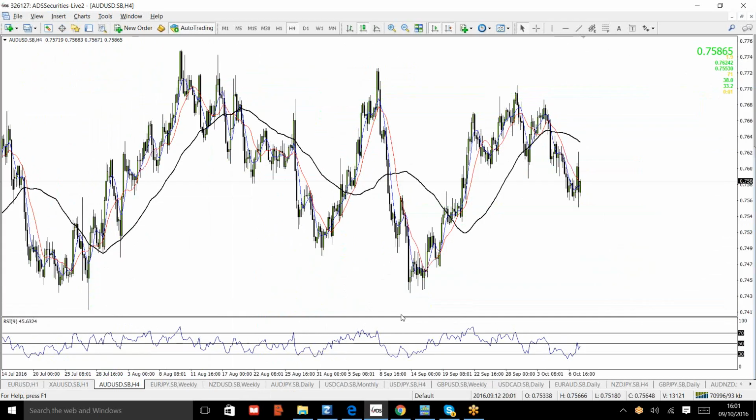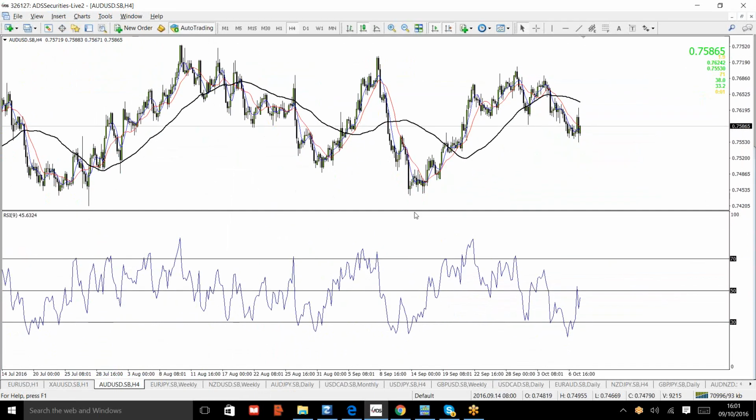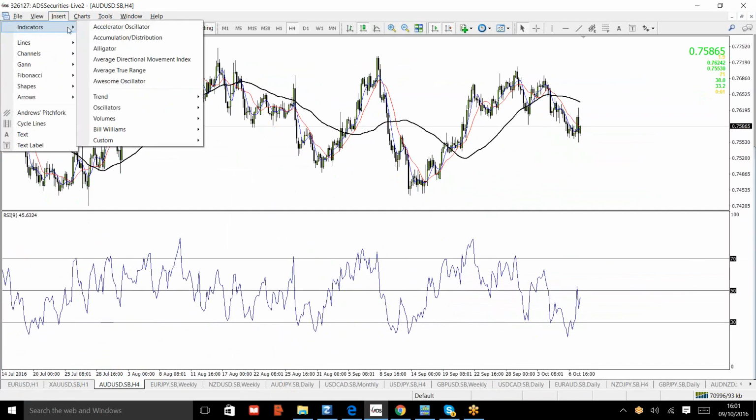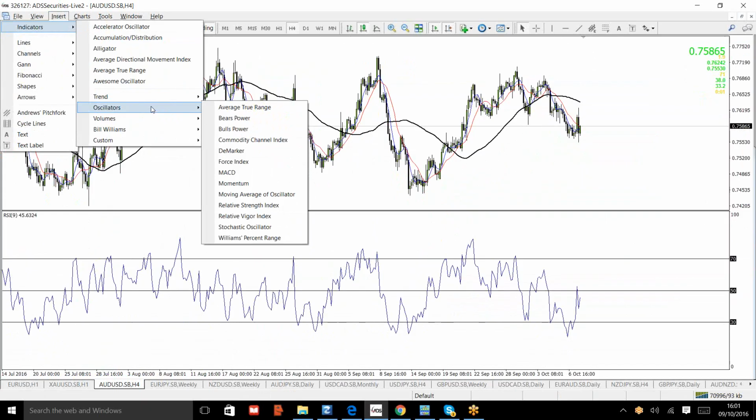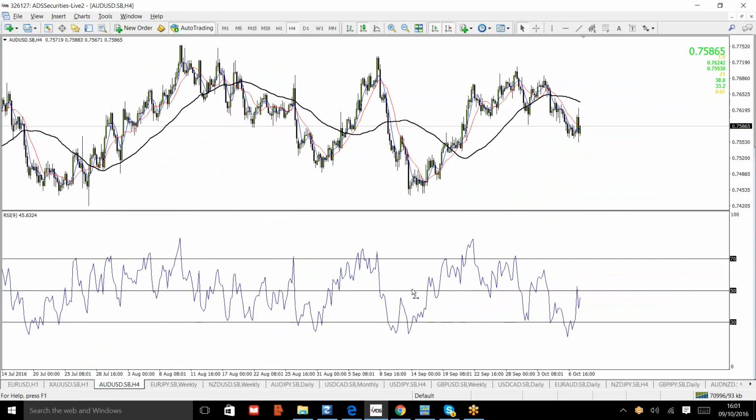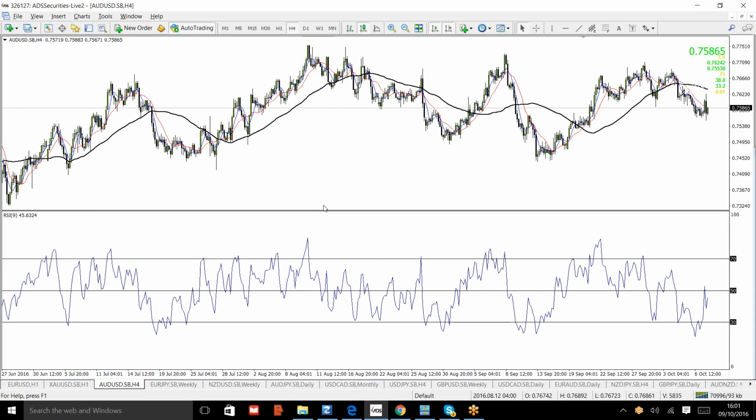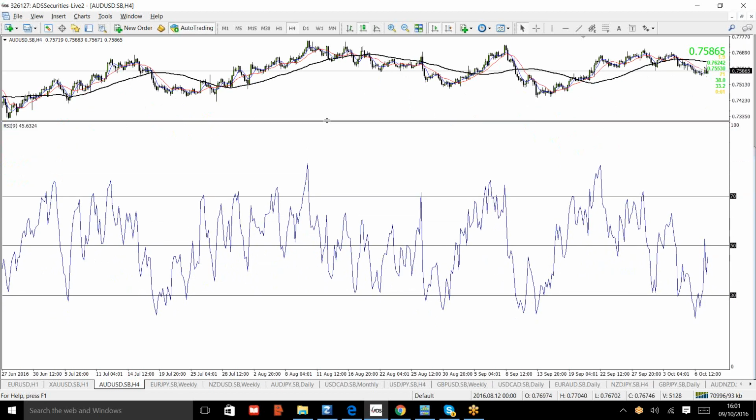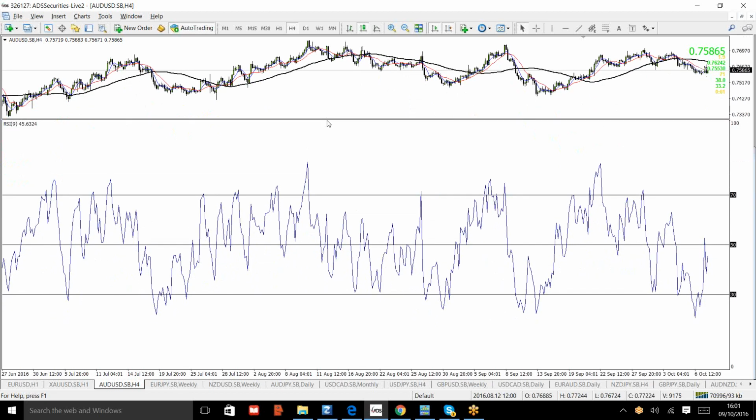Relative strength index, I want you to use. Go to your charts, indicators, oscillator, relative strength index. You can use MACD, you can use stochastic, all are fine. I'm explaining how to use relative strength index. So this is your relative strength index, guys. Can you see on your charts?